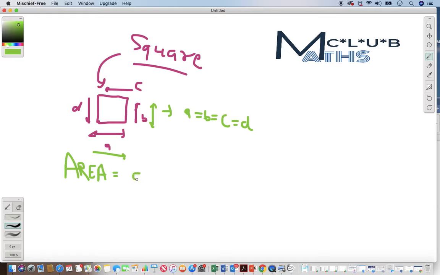In this case, it will be A cross B, or we can say A square, because they are all equal to each other. The point here is, if this side is 2 centimeters, then all sides are 2 centimeters, so your area of the square is 2 to the power of 2, which is 4, or you can say 2 cross 2 is 4.